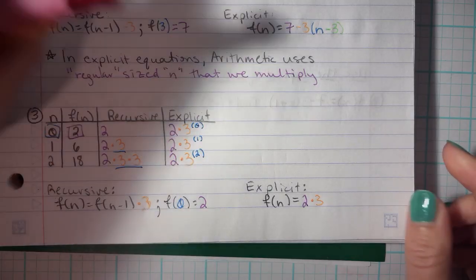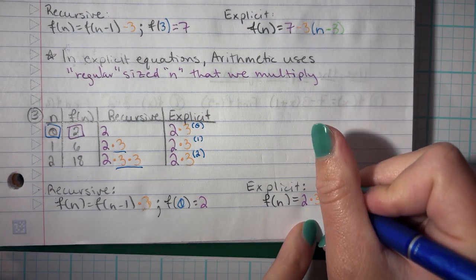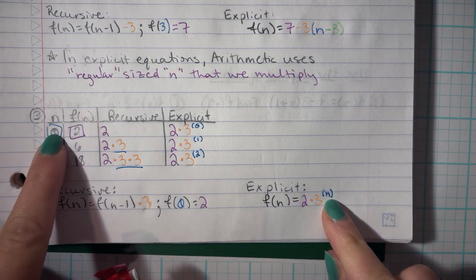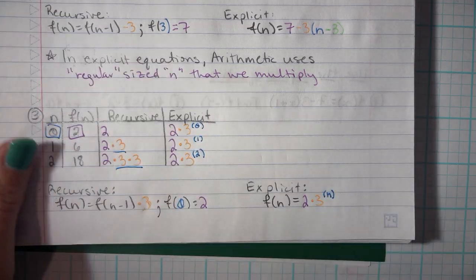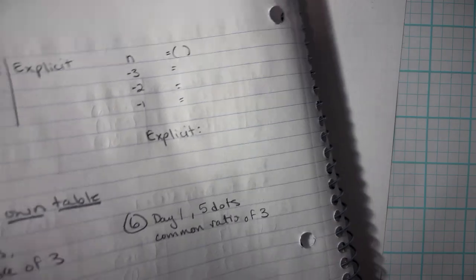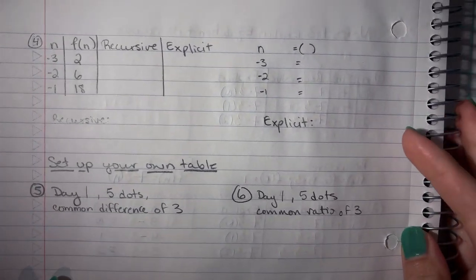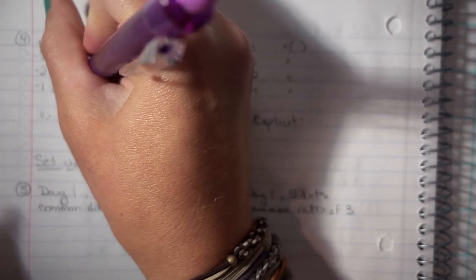However, it's not going to be a regular sized n. It's going to be an exponent sized n. And we only use the n because we already are at time 0. We don't have to make time 0 happen. So let's see what happens with this same problem, but this time we don't start with time 0. Let's say we have a time machine and we were able to go backwards in time and start at time -3.